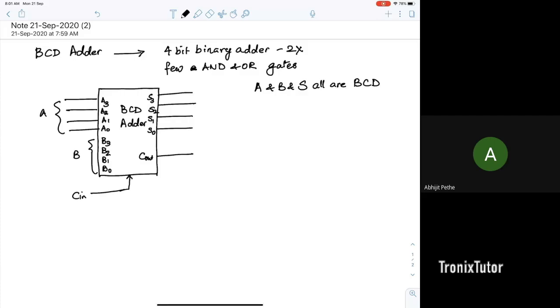So if you want to implement, say, a 4-digit BCD adder, how would you do it? Remember, a 4-digit BCD number, let's consider 1, 2, 3, 4. How would you write this in BCD? In BCD, each and every digit becomes 4 bits. So it becomes 0001, 0010, 0011, and 0100. This is how you would encode 1, 2, 3, 4 in BCD.